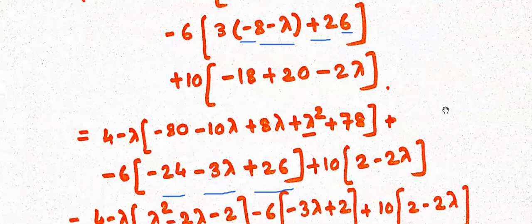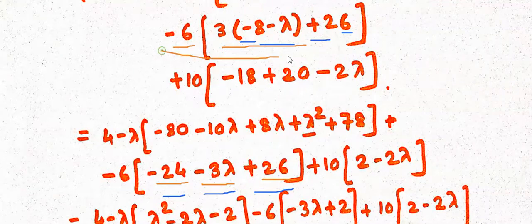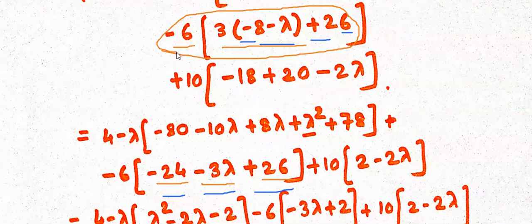Afterwards we can solve, let's say, for the second case. In case of the second one, minus 6 means this entire term has to be multiplied. So 3 into minus 8, that is minus 24. Then 3 into minus lambda, that is minus 3 lambda. Later on it is plus 26. So this is how the second bracket can be solved, and it will be multiplied by minus 6 overall.